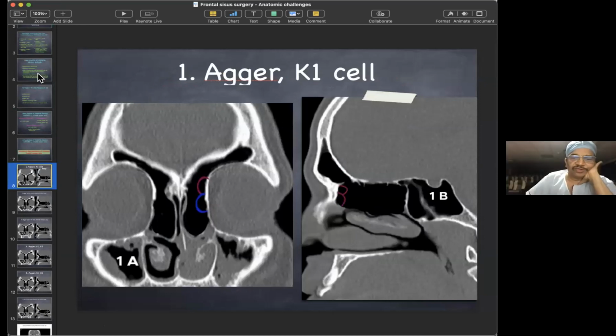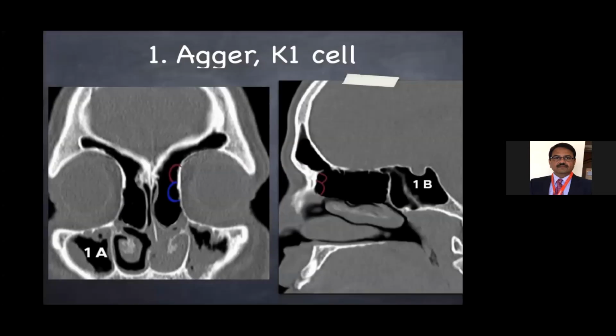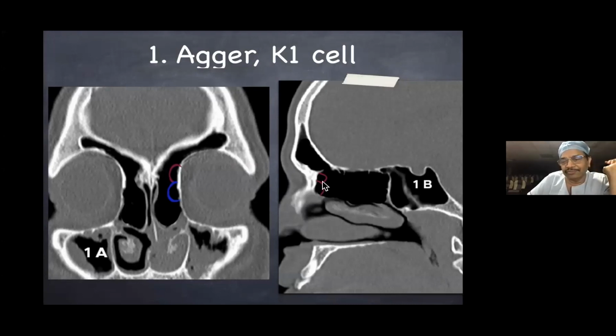This is a schematic. Here, see, these cells are attached to the lamina. This is the agger nasi cell, this is the K1 cell. In the sagittal cut, you can see them. This is the agger nasi cell, this is the K1 cell. Below the frontal, this is the frontal beak.